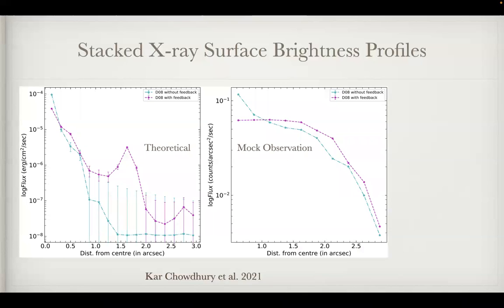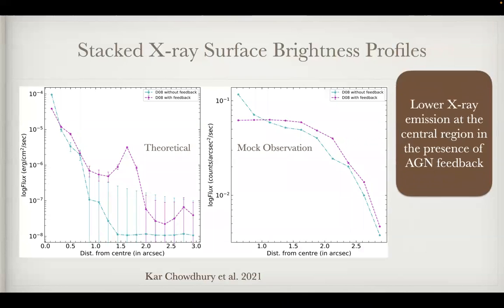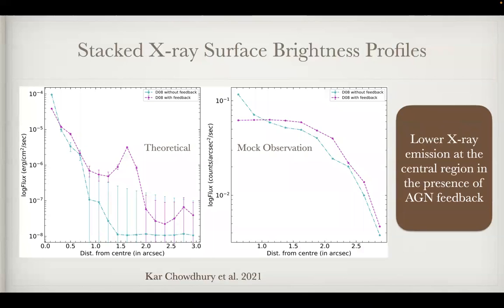So this is shown here. The left and right panels show the stacked X-ray surface brightness profile obtained from the theoretical model and from the mock observation, both in the presence and absence of AGN feedback. So here we see that the presence of AGN feedback suppresses the X-ray emission at the central region. So basically in this part of my thesis, I have developed a machinery to perform synthetic X-ray observation starting from the cosmological simulation data, and the results of our work show that AGN feedback results in a suppression of the X-ray emission in their vicinity.